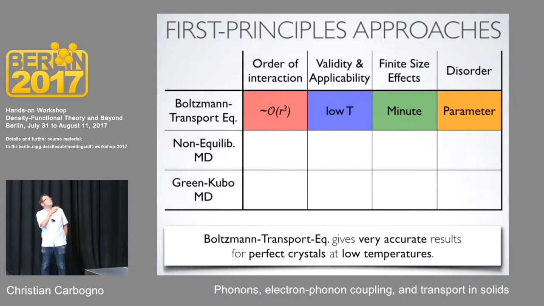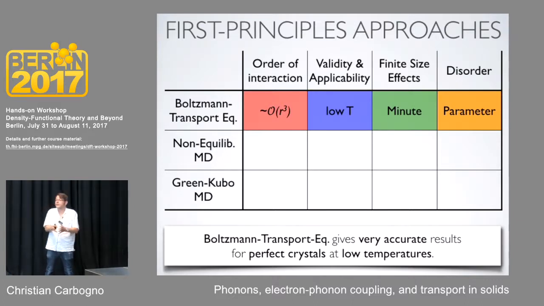So just to summarize that, if you use a Boltzmann transport equation, you're typically limited in the accuracy of your interactions because you're treating everything perturbatively. You cannot go to high order perturbations. So this is applicable at low temperatures.